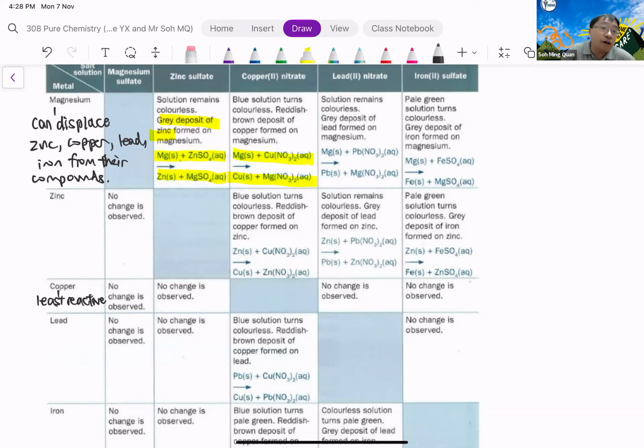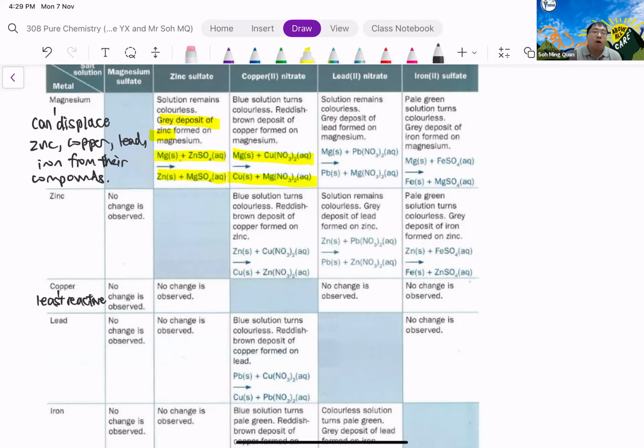So this is another good way to plan an experiment to figure out the order of reactivity. Because from the results of the displacement reaction, we can work out that magnesium can displace the other 4 metals. Therefore, magnesium must be the most reactive amongst these 5 metals. On the other hand, copper is unable to displace any of these metals. Therefore, copper is the least reactive.